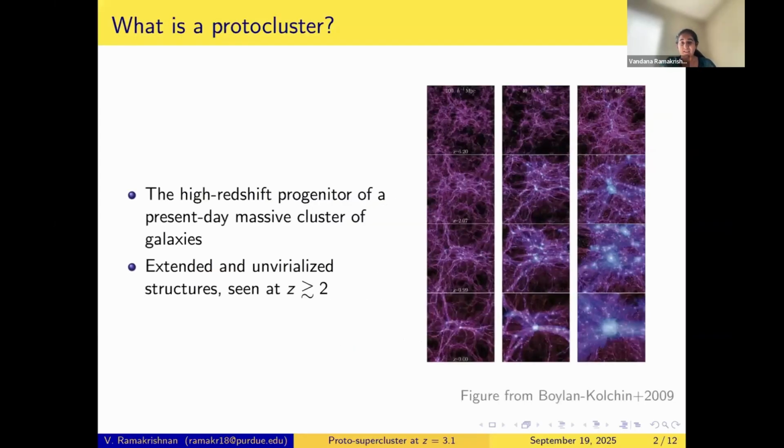So, first of all, this presentation is titled Unveiling a Proto Supercluster, right? A proto supercluster is, in fact, an association of protoclusters. It is a cluster of protoclusters. But then, what is a protocluster? Well, a protocluster is the high redshift progenitor of a present day massive cluster of galaxies. These are extremely extended and unvirialized structures, which we see at redshift greater than 2. And the typical appearance of a protocluster and its evolution to become a redshift 0 cluster, you can see visualized in this image to the right.